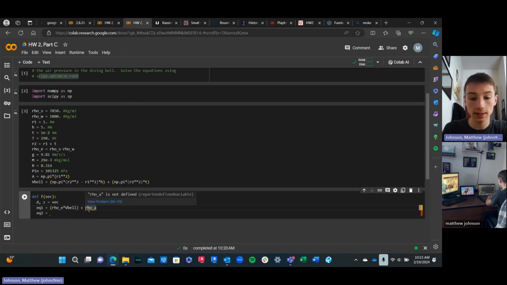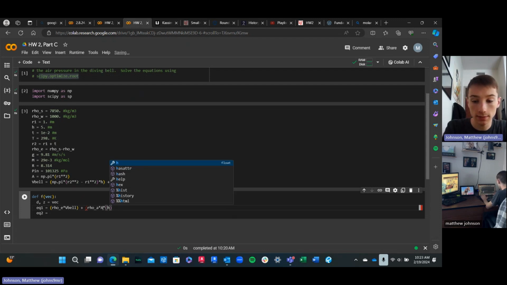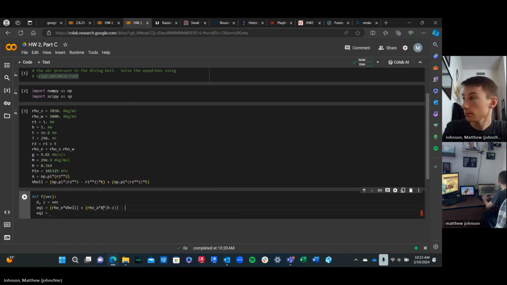Okay, so we have that density of air times then the area that we found times the quantity H minus Z. Okay, then we subtract over to the other side that density of water times area times H minus Z. So we have then density of water times A times quantity H minus Z.